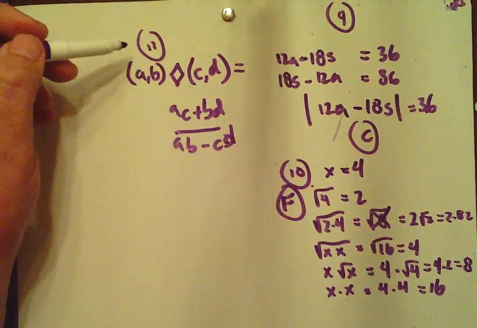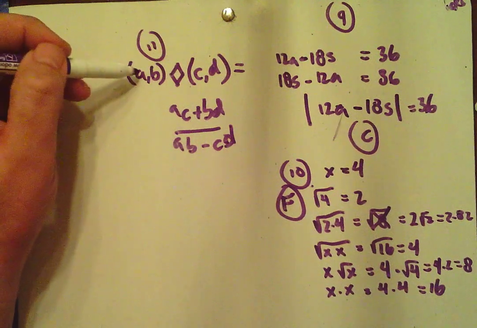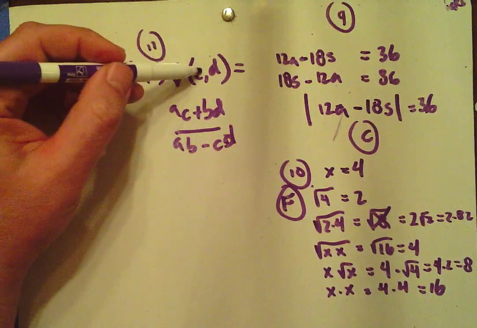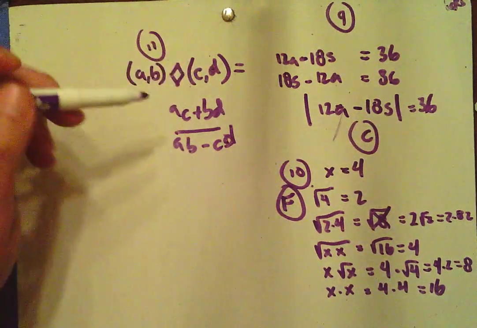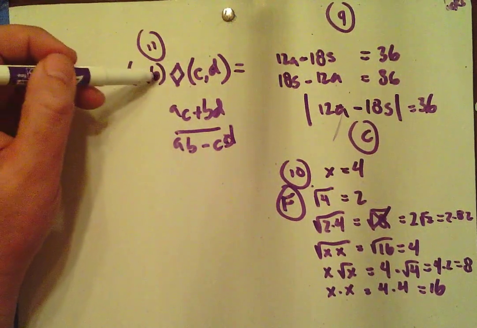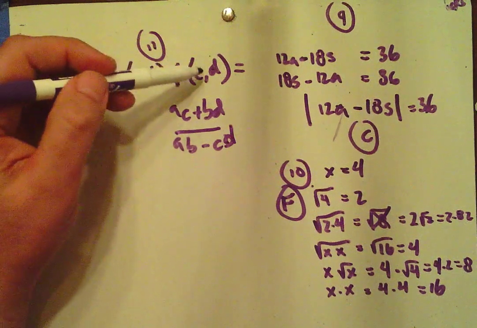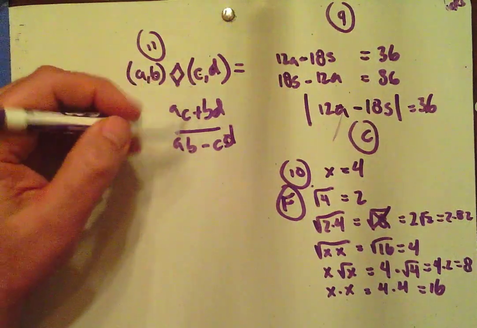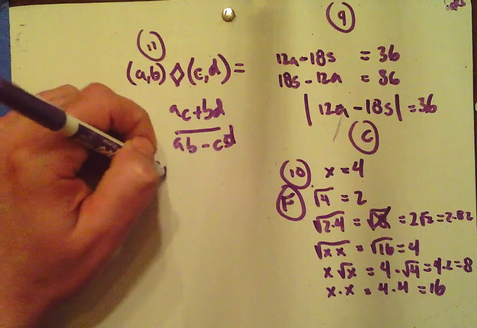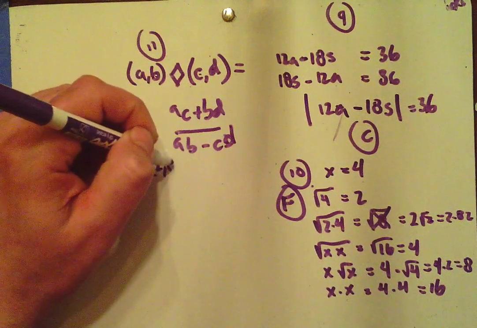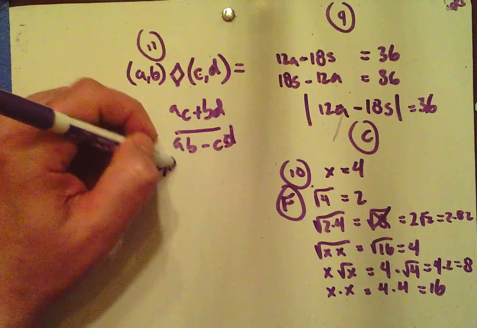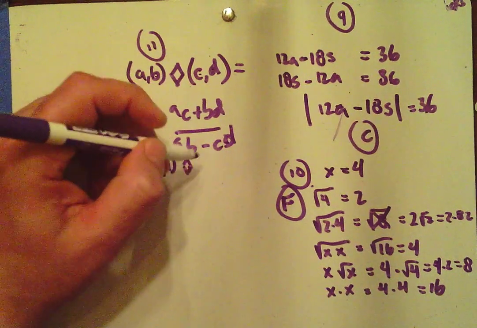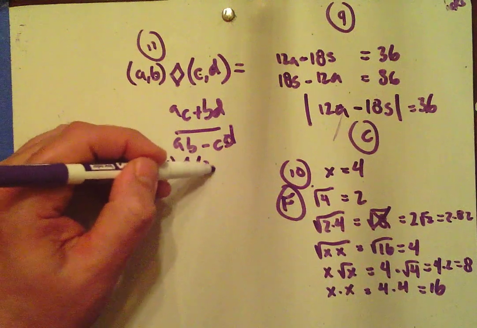Okay, so it looks like this number times this number plus this number times this number on top, and on the bottom, this number times this number minus this number times this number. And then they give us the ordered pairs (2, 1), diamond, and then (3, 4).